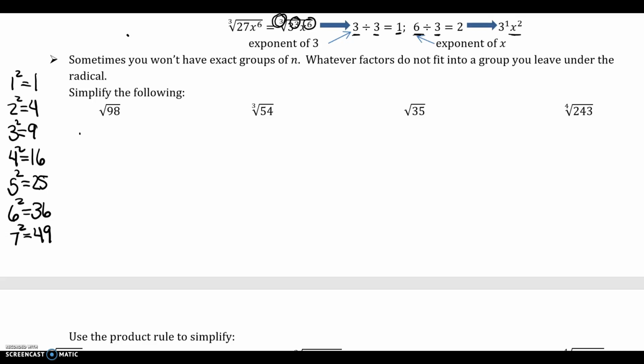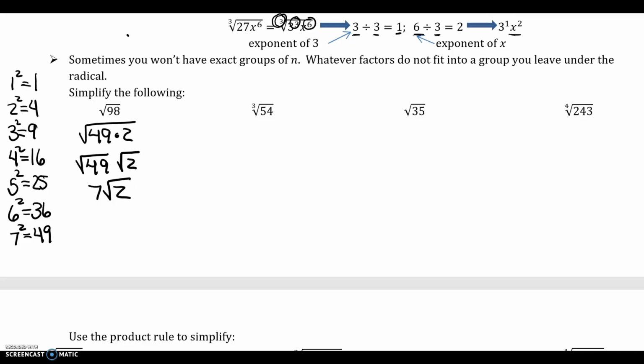49 does go into 98, and it goes into 98 twice. So 49 times 2 is 98. I know that I can use my product property and separate these into 2 square roots, and I know the square root of 49 is 7, so I get 7 square root of 2. So this is really my final answer.